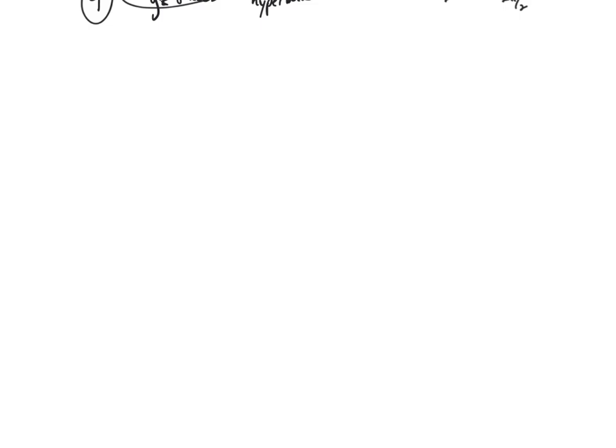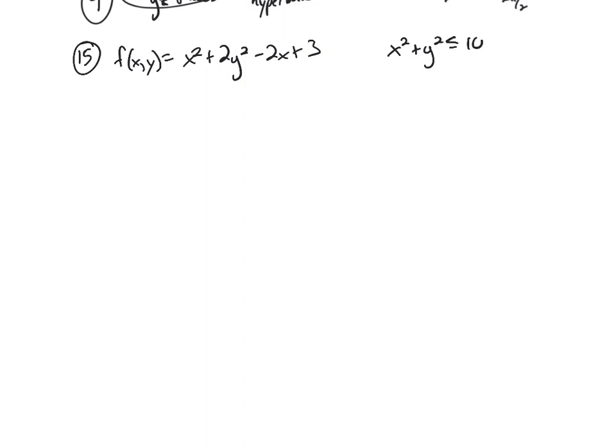All right, last but not least, I wanted to take a look at number 15, which was the Lagrange multipliers extrema problem. And so this is the problem where we have f of x, y is equal to x squared plus 2y squared minus 2x plus 3. And our constraint is this circle of radius root 10. So for part A, I was looking for a sketch of a circle where the radius is square root of 10, and the interior of that circle would also be included as the constraint.